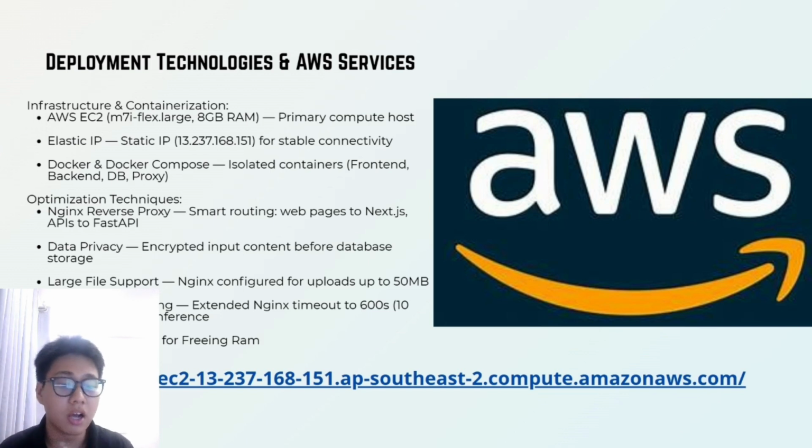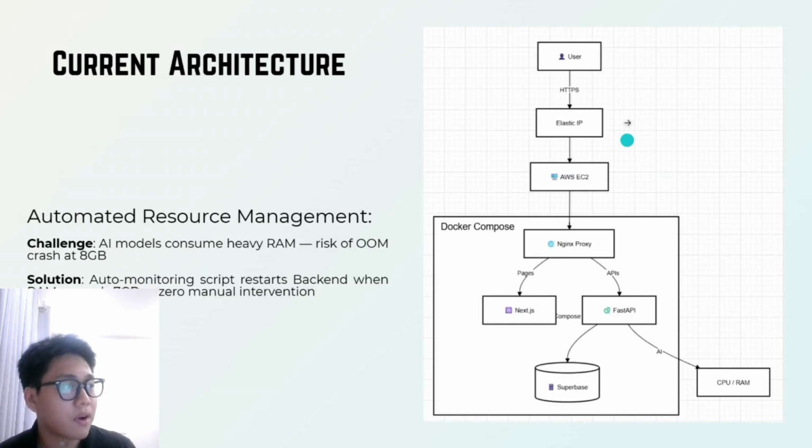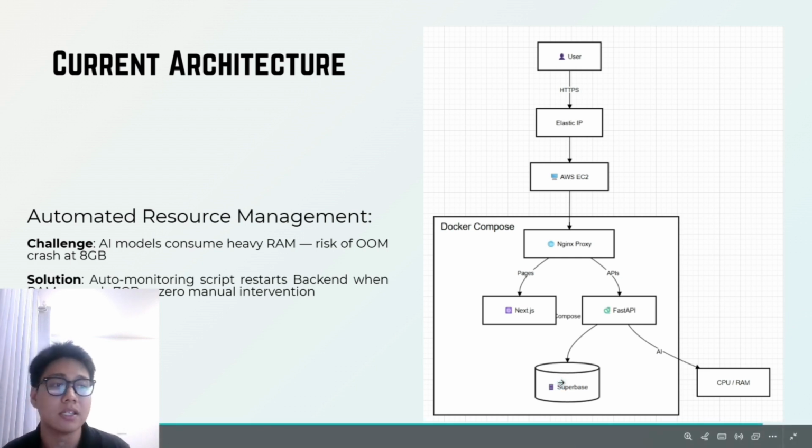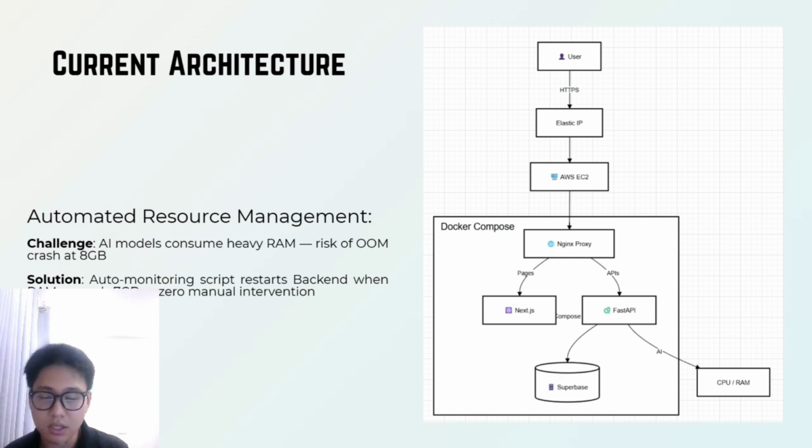Docker Compose and Docker are used to keep our development and production environments consistent and avoid common deployment issues. Nginx is used as a reverse proxy to route the traffic efficiently. Front-end requests go to the Next.js app, while API calls are handled by the FastAPI backend. We also apply several optimizations. The only challenge I want to mention is that the AI model consumes a lot of RAM, with the risk of an OOM crash at 8 GB. So our team's solution is an auto-monitoring script that restarts the backend when the RAM exceeds 7 GB, with zero manual intervention.